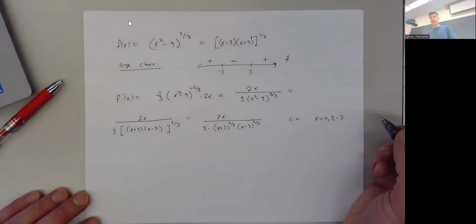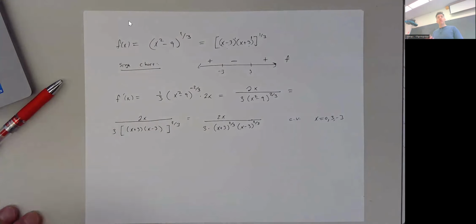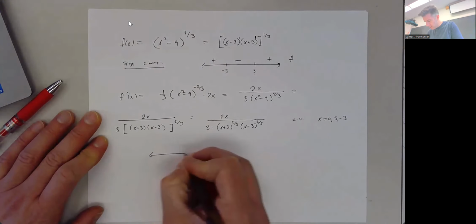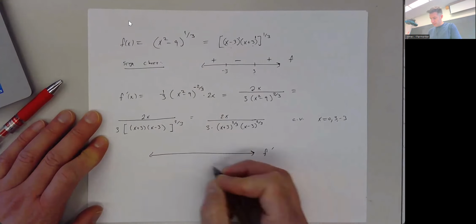And I want to point out 3 and -3 are real critical points. They're in the domain of the original function, and they make the derivative undefined. I shouldn't say equal to, they make the derivative undefined. Saying equal to undefined is terrible. That's just my own personal pet peeve, though. So, sign chart for f prime.